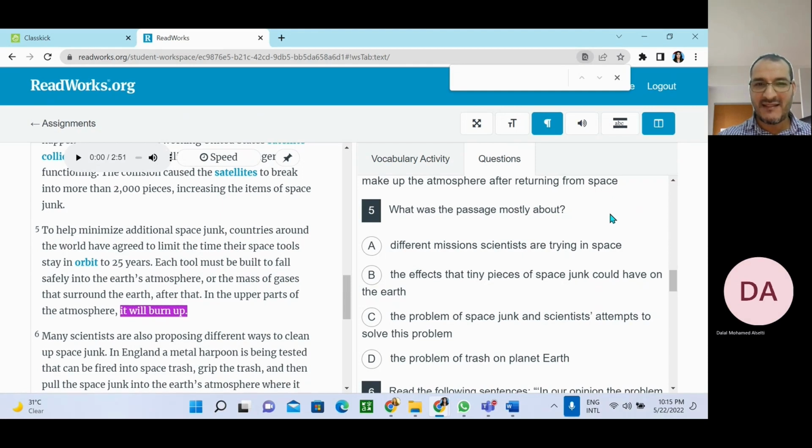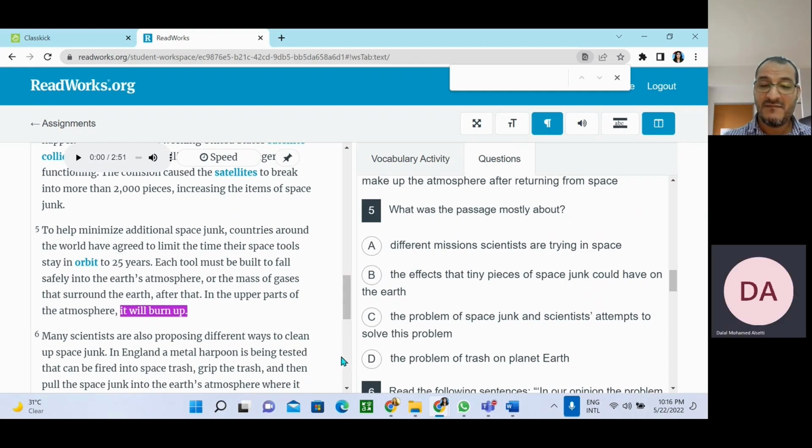Okay, so that means you eliminated A and B. A: different mission scientists are trying to explain the effect that tiny pieces of junk could have on the Earth. Yes, some specific paragraphs are talking about missions, talking about tiny pieces of junk, but not all of the paragraphs, right? Not all of the text. So we cannot choose A and B, because some paragraphs are talking about the scientists. Many scientists are mentioned here. Yeah, it's basically about the problem of space junk, and scientists attempted to solve this problem. That's right. But D, why not D?